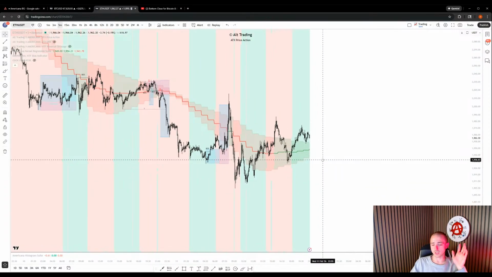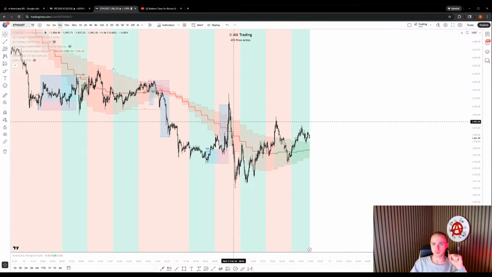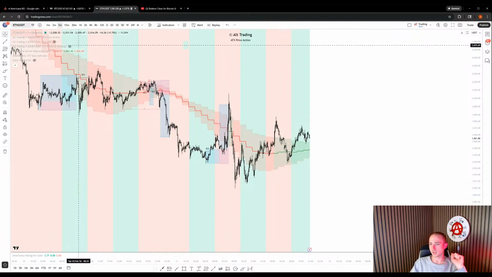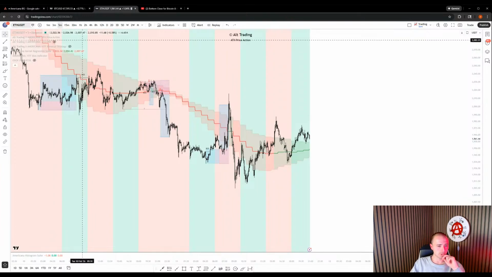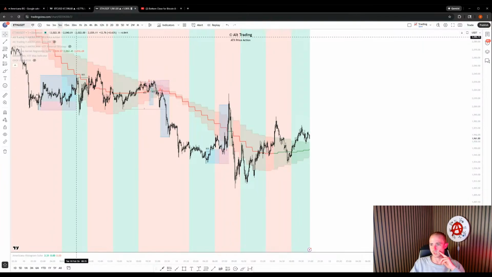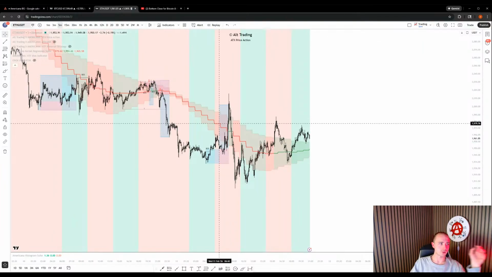You guys can use these indicators also on any asset too. I like to trade crypto, but I'll trade metals. I'll trade NASDAQ futures, stuff like that. All of my indicators work on any asset, which is really nice actually.